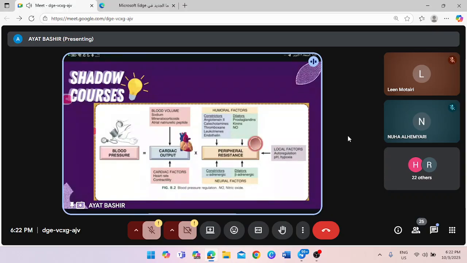And beside this, we also have local factors, which are the pH, as we talked about in the chemoreceptor, the hypoxia, a decrease in the oxygen, or an increase in the CO2.